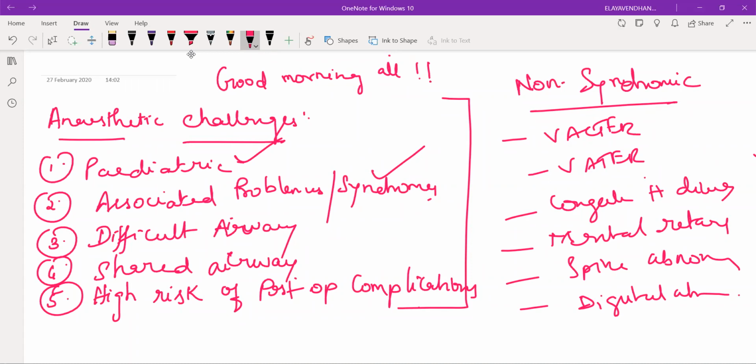So when you're assessing the kid for cleft palate or cleft lip surgery, you have to look for both syndromic problems as well as the non-syndromic problems. Okay. Yes, sir.